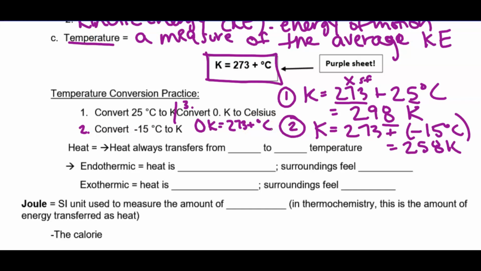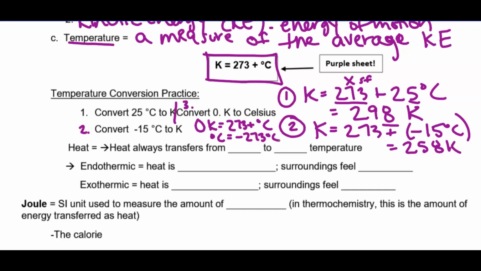So subtracting 273, we get a temperature of negative 273 degrees Celsius. That is absolute zero. That is the lowest possible temperature. That is when all molecular motion would stop. Okay? So temperature is just a measure of the average kinetic energy.